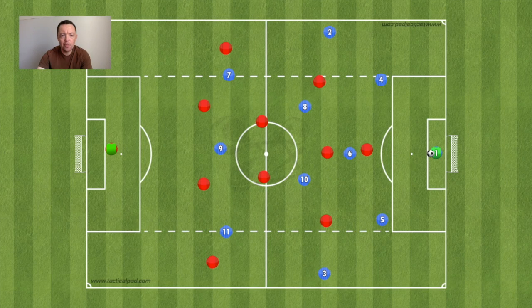The next setup we're going to look at is wide channels. Very, very simple setup, and it allows you to create 2 wide channels outside the width of the 18-yard box.